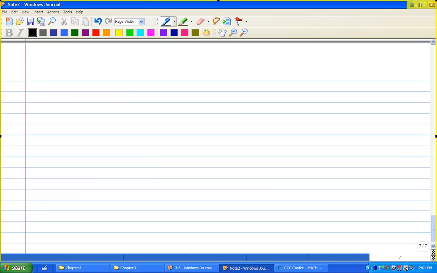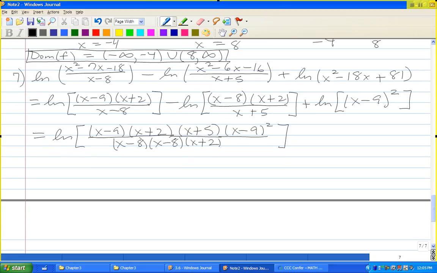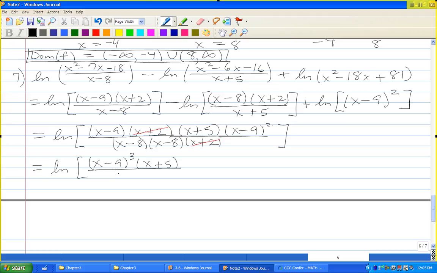So this is equal to ln of (x minus 9) cubed. The x plus 2's cancel. x plus 5 over (x minus 8) squared.